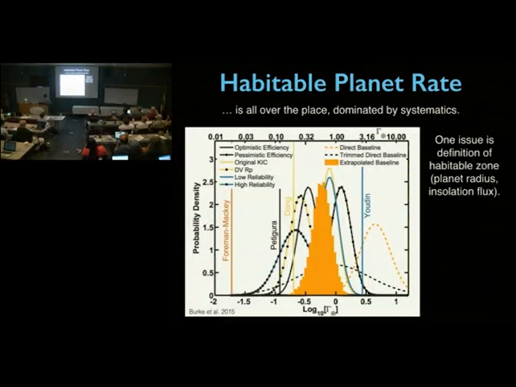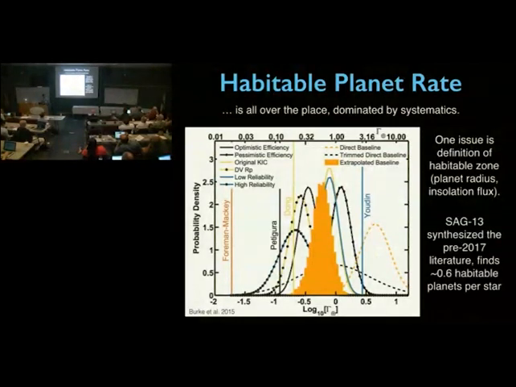One of the issues here is defining what the habitable zone actually is. We heard a little bit of that from Jim Kasting earlier today. There was, in fact, a study analysis group that tried to synthesize this literature and correct for all of these different choices to the best of their ability, in order to arrive at an average value for this. So they found that about 60% of stars have habitable planets.